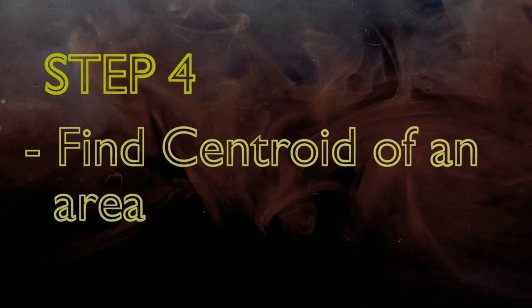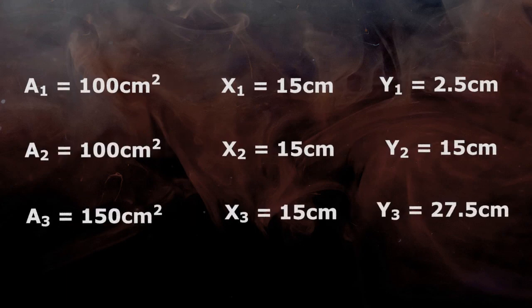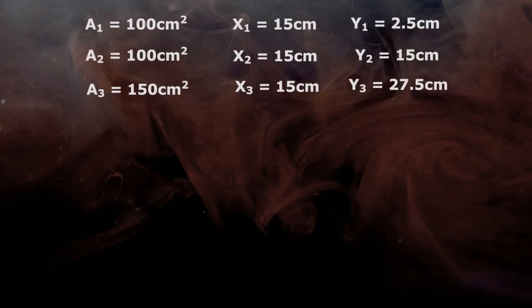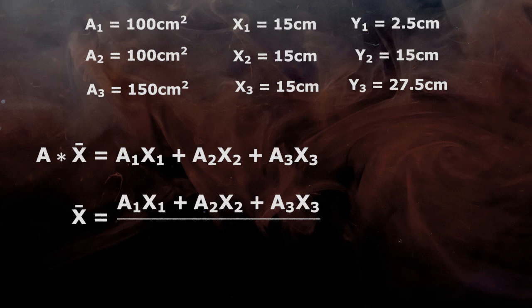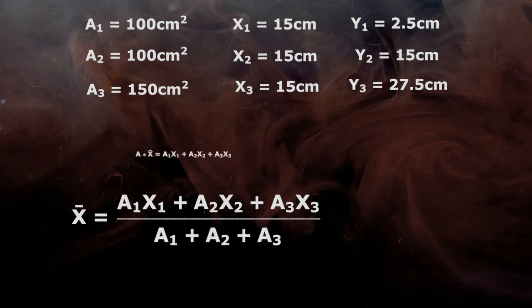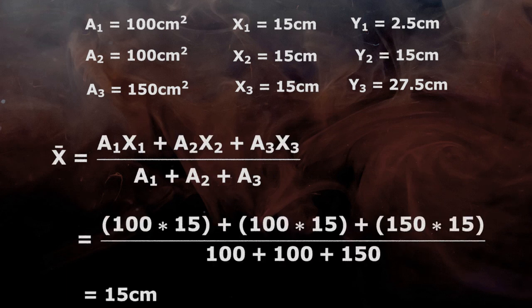So that's it. Let's sum up all the data we have just calculated. We just need to input the area, x and y coordinate results in the equation of the centroid of an area. To find the x coordinate of the centroid, we'll take the moment of the whole area with respect to the y-axis, which will be equal to the summation of the moments of all individual areas. Or you can memorize this equation directly. So put all values and we will get the x coordinate equals 15 cm.